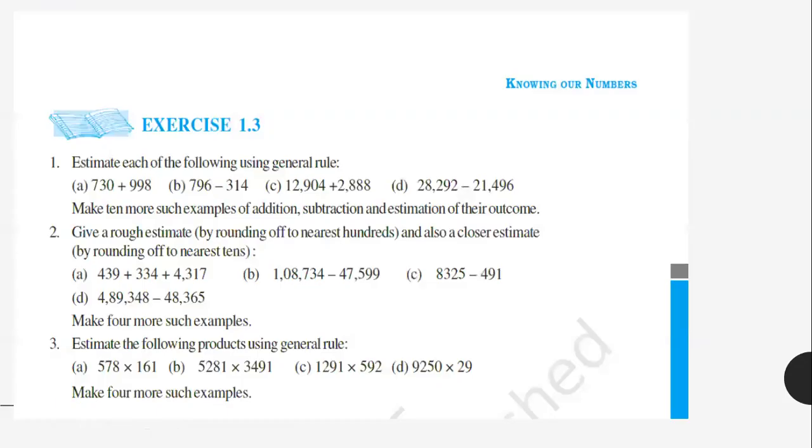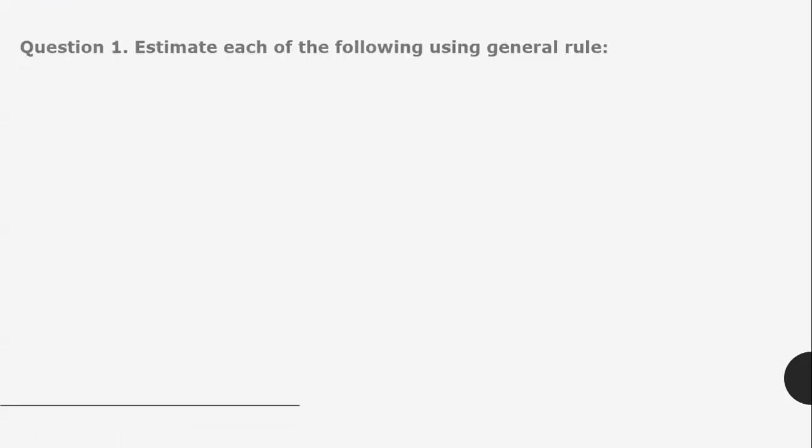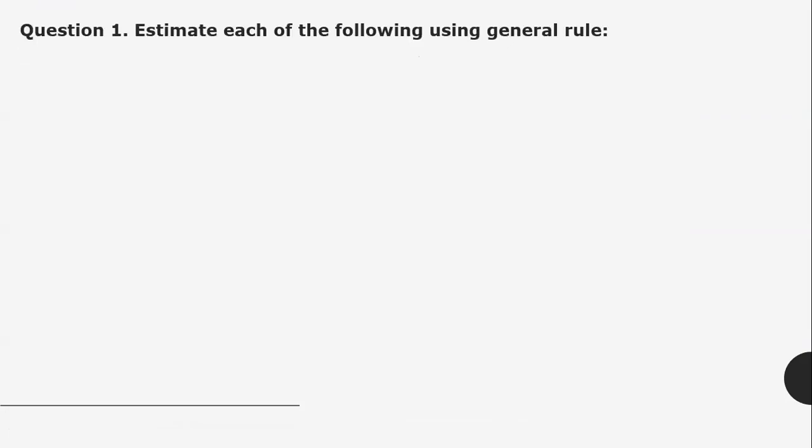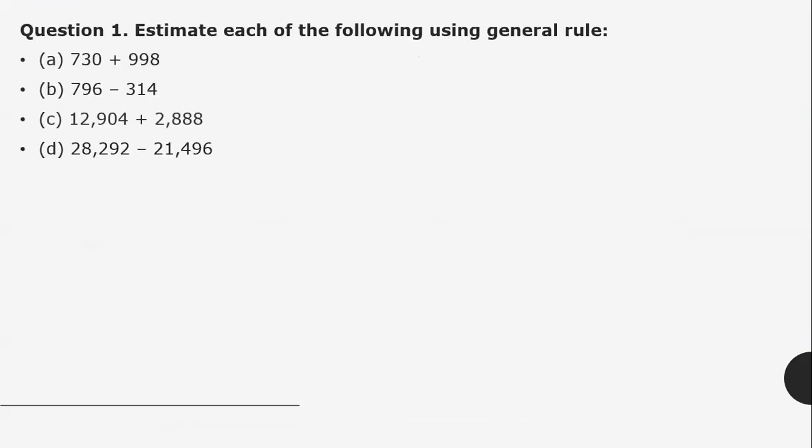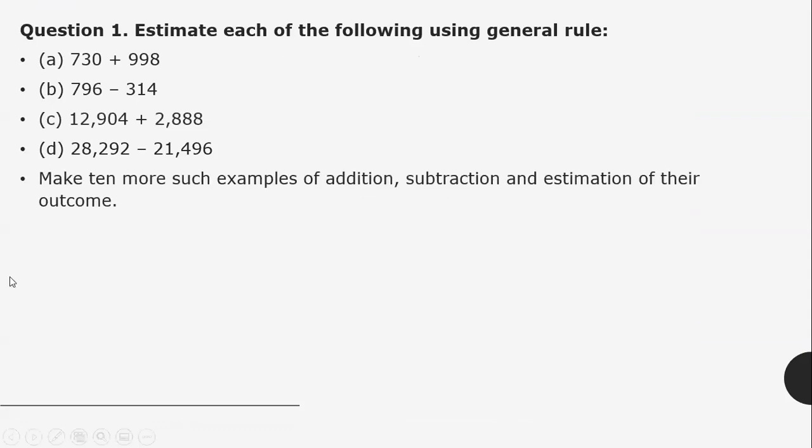So let's begin this exercise 1.3, which is from your textbook only. You have 3 questions. We will do all the questions one after another. You have to estimate each of the following using the general rule. You have to find out the sum and difference in this question. And you have to list 10 more such examples of addition and subtraction, and find out their outcomes.